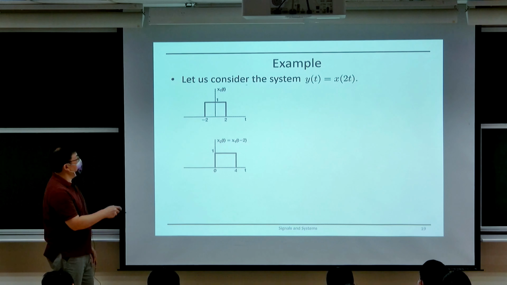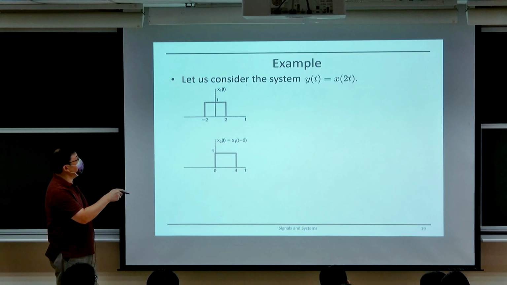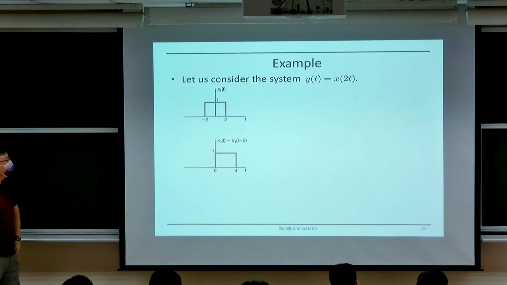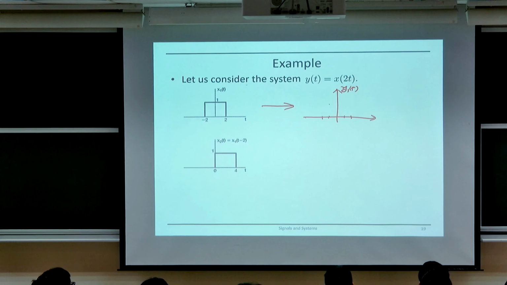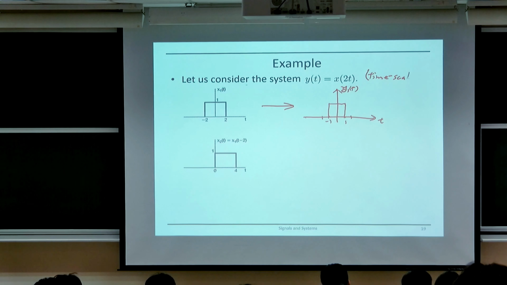So here, the counterexample we're going to look at is the case where x1 of t is this square signal. If you insert a signal x1 of t that looks like this, then the output would be a time-compressed version of the input by 2 times. Suppose that this is 2, then it will be compressed to 1. So this is just a time-scaling system.